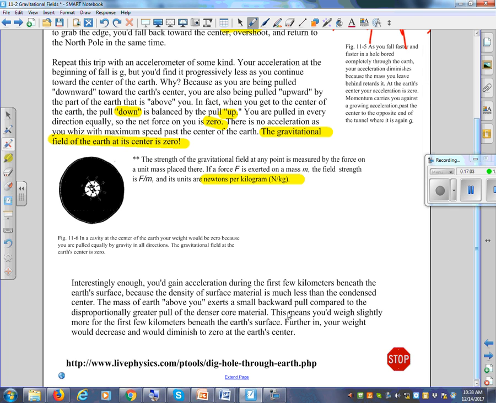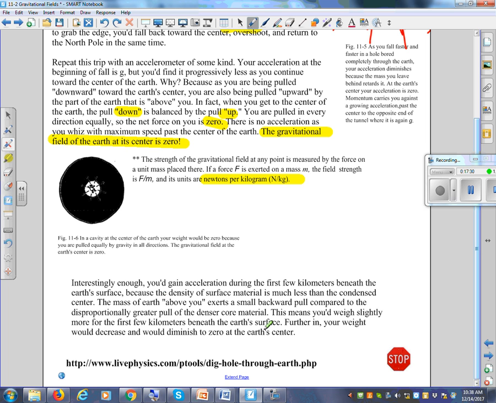Now, interestingly enough, you would gain acceleration during the first few kilometers beneath the Earth's surface. You would actually fall in, you'd actually speed up. It would be more than 9.8, because the density of surface material is much less than the condensed center. The mass of the Earth above you exerts a small backward pull compared to the disproportionately greater pull of the denser core material. This means you'd weigh slightly more for the first few kilometers beneath the Earth's surface. Further in, your weight would decrease and would diminish to zero at the Earth's center.